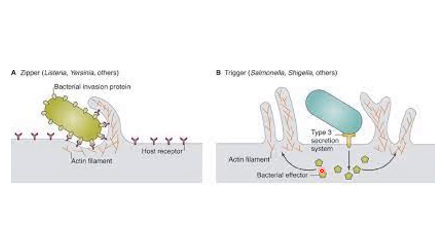Now coming to the trigger mechanism. In the trigger mechanism, certain soluble bacterial effector proteins are injected through the type 3 secretion system. These effector proteins will polymerize the actin filament and you will get ruffles. These are the ruffles of the membrane that will engulf the bacterium. That is what happens in the trigger mechanism.